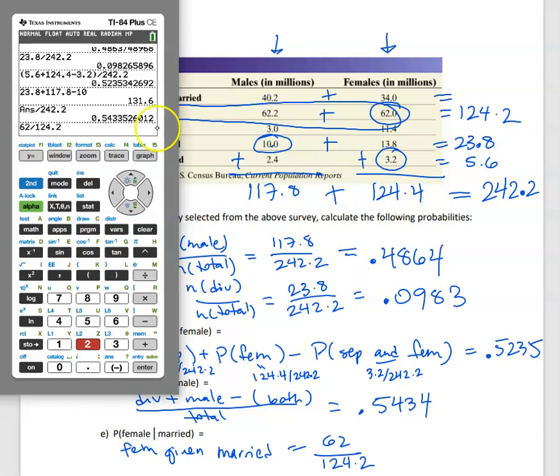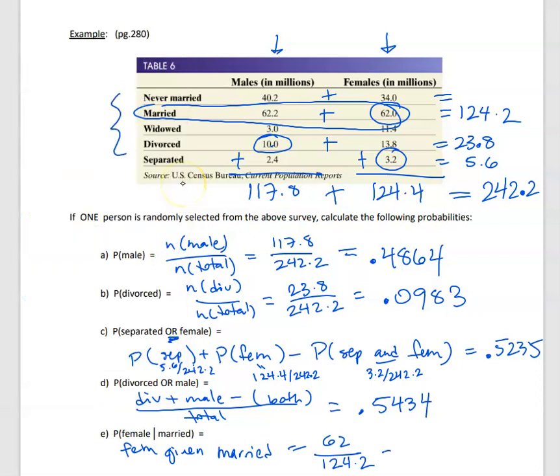And so these are the number of married people. 62 million are female. 0.499. Got to round it up to 2. 0.4992.